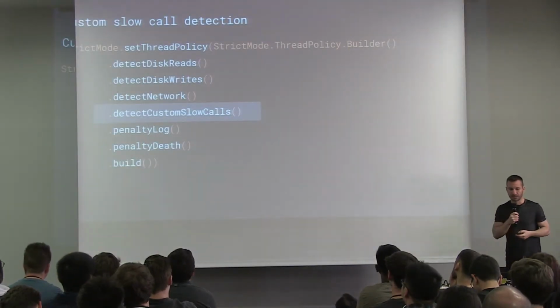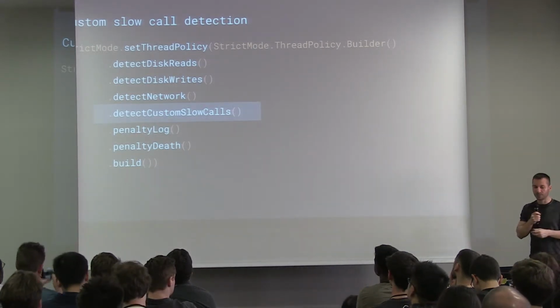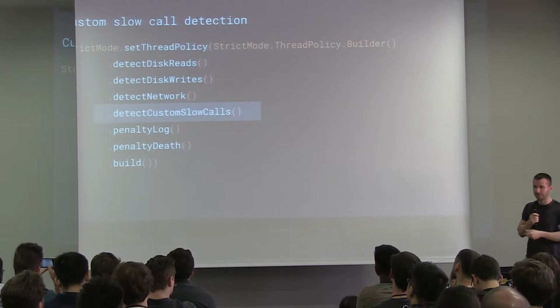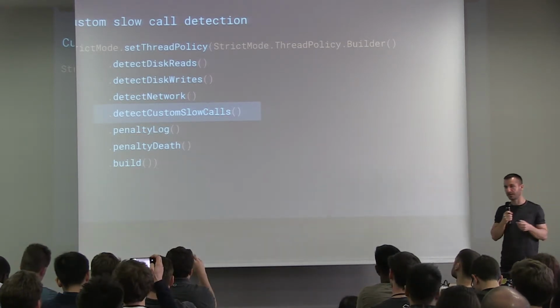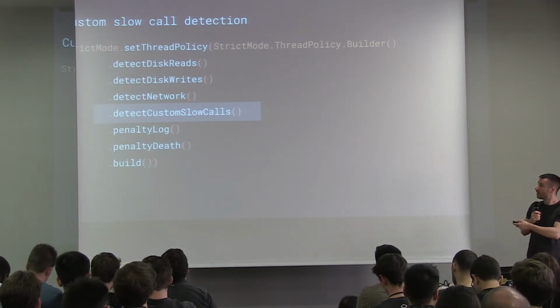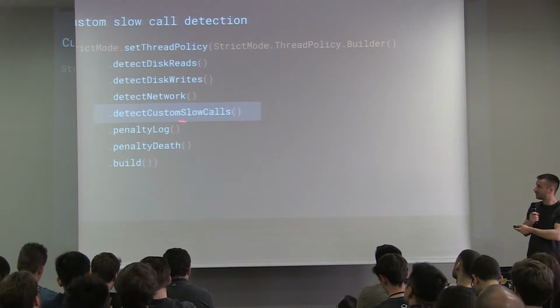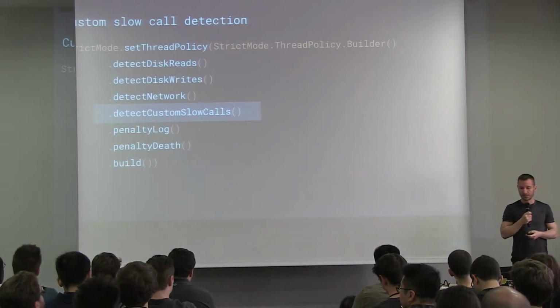But there's one more thing that strict mode can do for us. I mean, there are many more things. I suggest you explore the API. There's not only a thread policy, you can also set a VM policy that lets you detect things like leaked resources of all kinds. But in the context of ANRs, you can also ask it to detect custom slow calls.